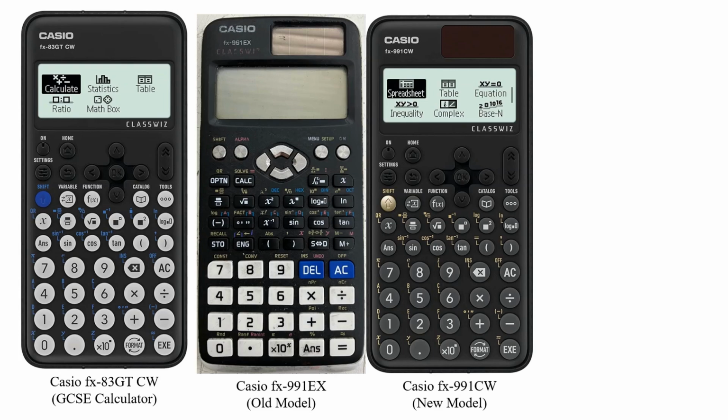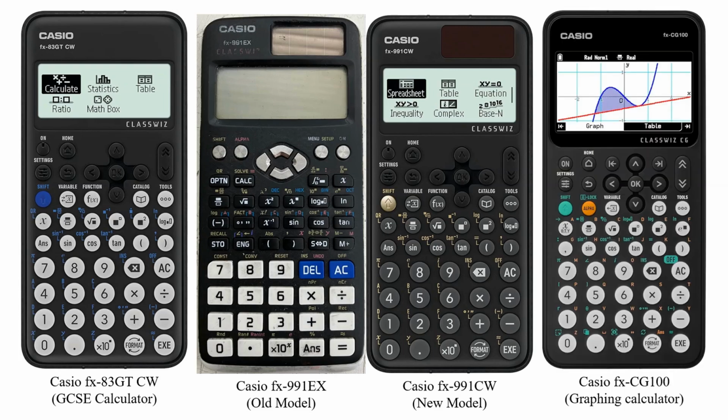Now, another calculator you are allowed at A-level is a graphing calculator like the CG100 here. Now, this is a more advanced calculator that can do some things the ClassWiz calculators cannot. However, it is a lot more expensive. I had a look on Amazon before this video. It's about £120. It's really expensive. I know some schools do the same thing where they can offer it at a lower price, but I would imagine this is less common than with the ClassWiz calculators.